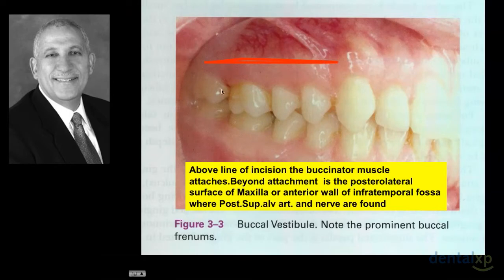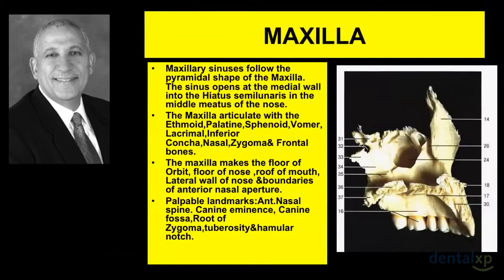Buccally, we know that we have a barrier here, the buccinator muscle. Below that barrier, you will have the alveolar process. Above that barrier, again, you are subcutaneous. And in this area, you are dealing with the anterior wall of the infratemporal fossa deep in the head, and you can reach the orbit if you're overzealous, reflecting the periosteum in these areas.